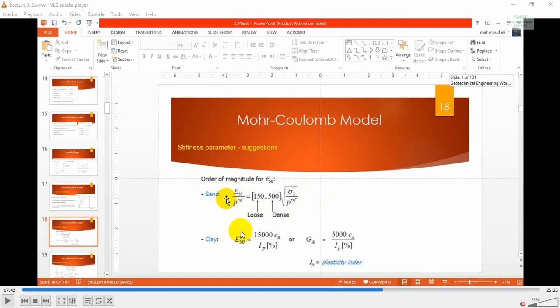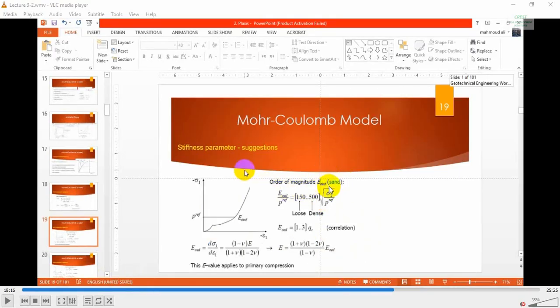For clay soil, E50 is equal to 15,000 multiplied by the undrained shear strength over the plasticity index as a percentage. And the corresponding shear modulus G50 is equal to 5,000 multiplied by the undrained shear strength over the plasticity index value.